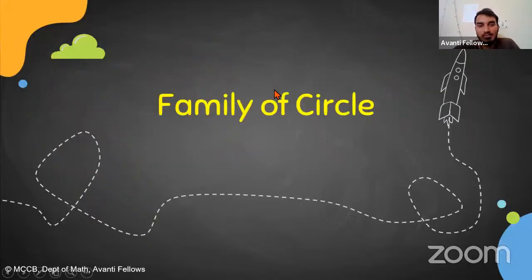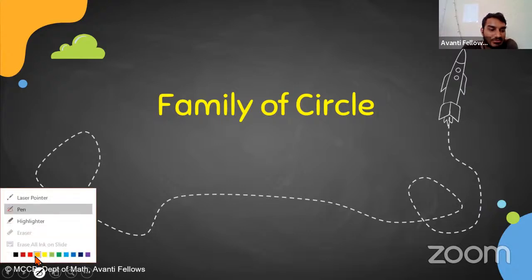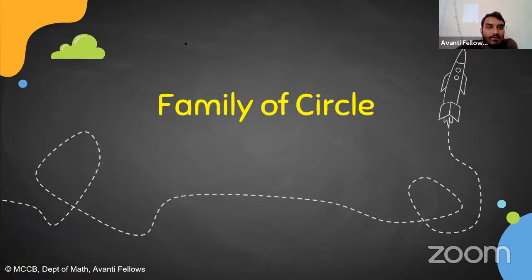Family of circle. Since we have only 10 minutes, I will just give you the introduction. In the straight line chapter also we have seen the family of lines, right? So similarly, we have the family of circle. So there, let's say there are two circles. What will be the family of circle?